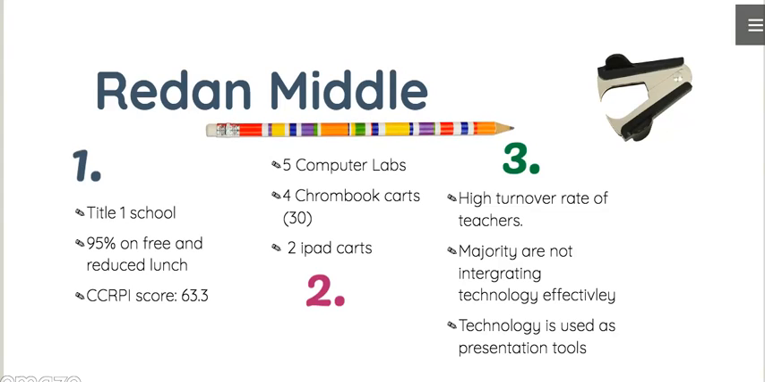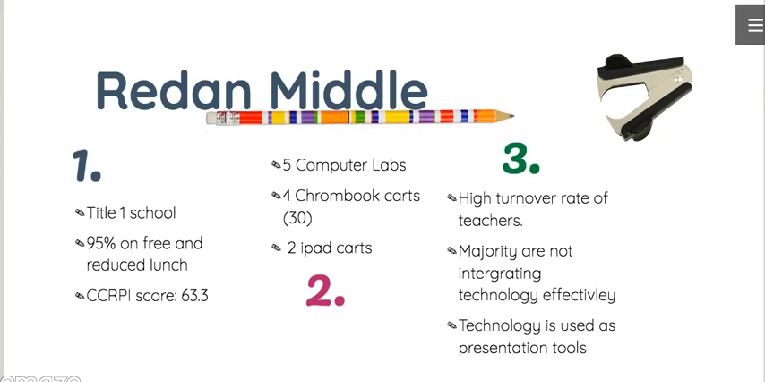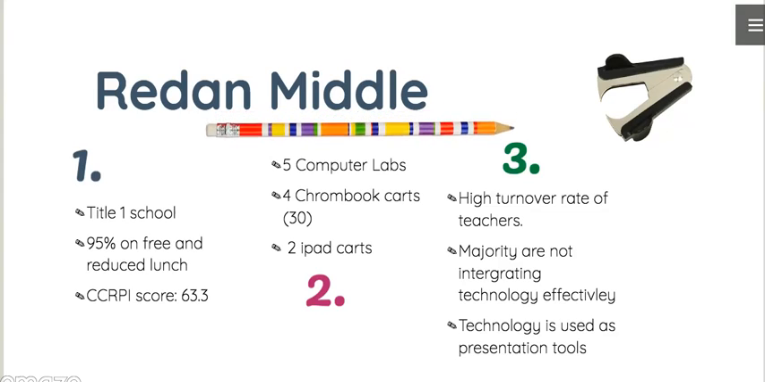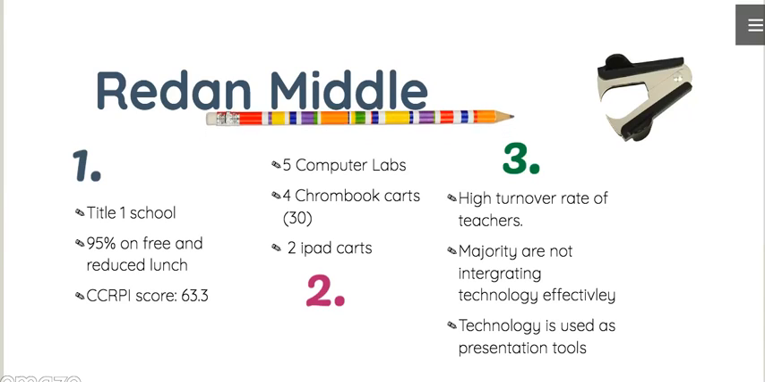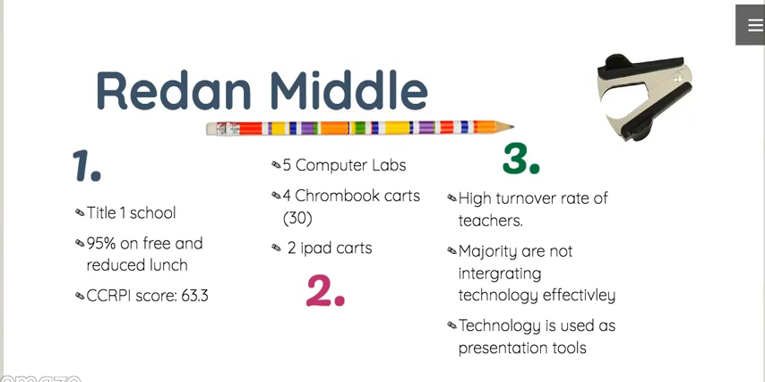Just to give you a bit of background information about Redan, one, we are a Title I school. 95% of students are free or reduced lunch, and the CCRPI score is 63.3. Redan Middle School has 5 computer labs, 4 Chromebook carts, and 2 iPad carts. An issue with Redan that we notice is that it has a high turnover rate of teachers. The majority are not integrating technology effectively and consistently, and technology is used as a presentation tool the majority of the time.